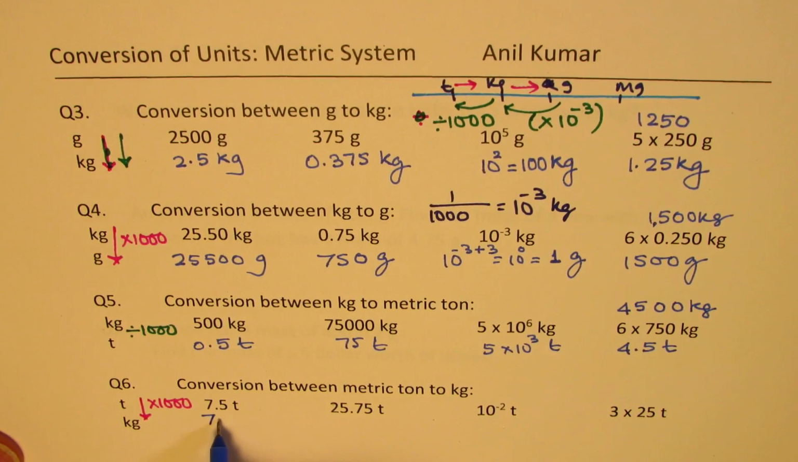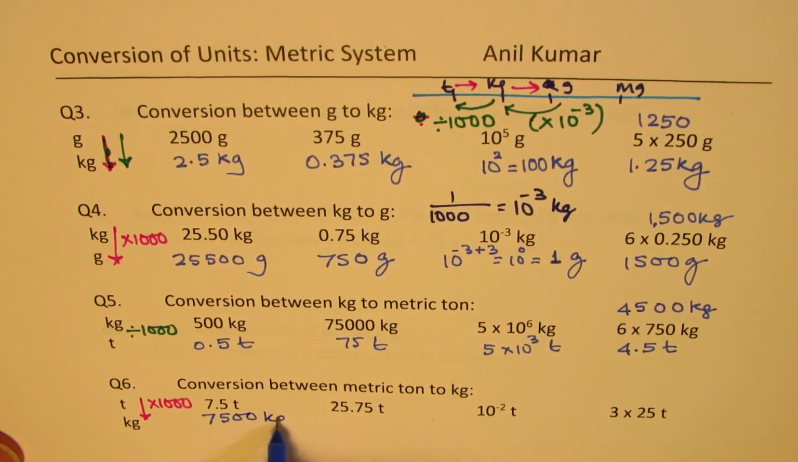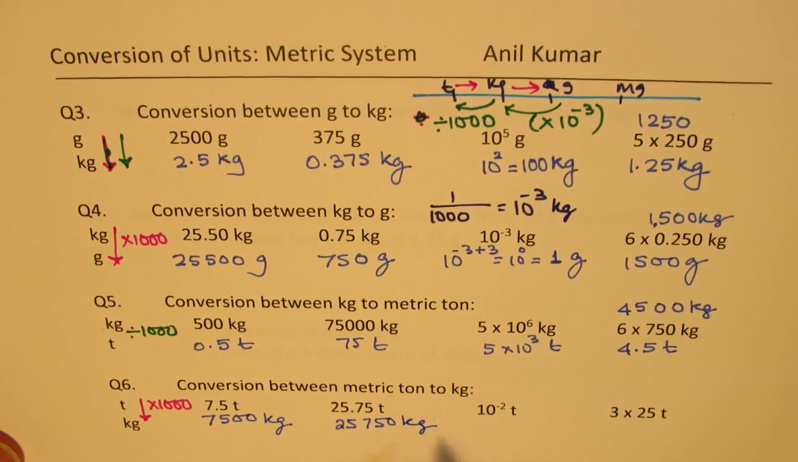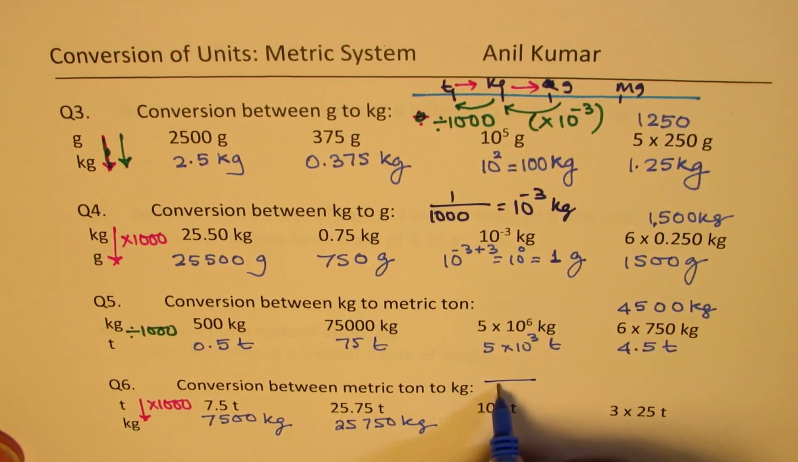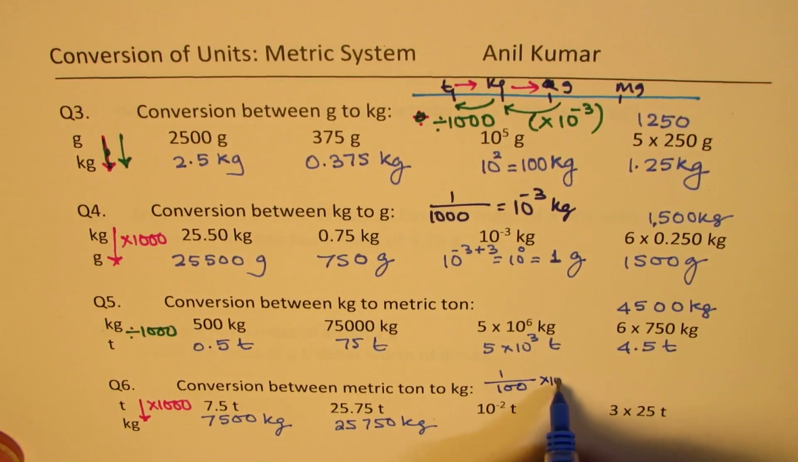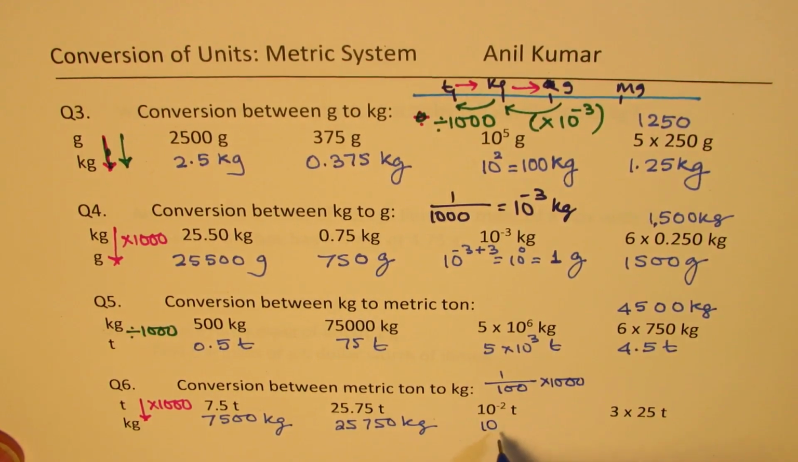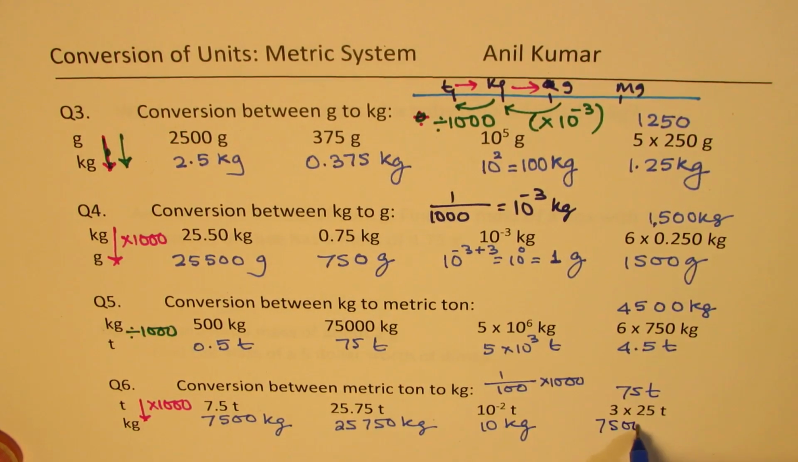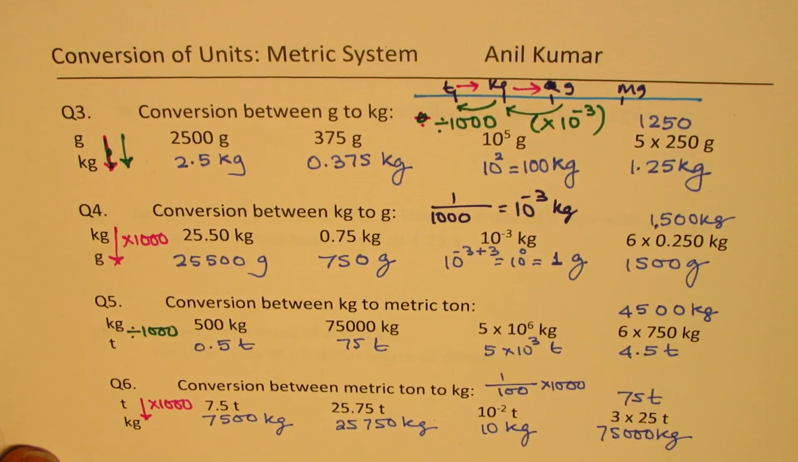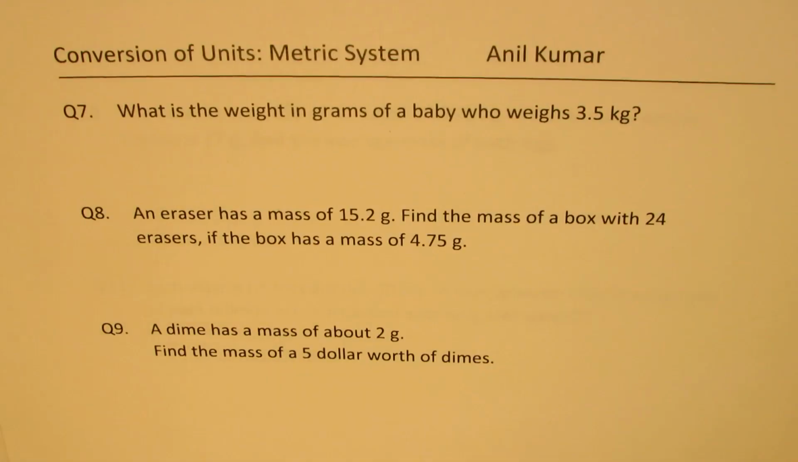7.5 tons means 7,500, right? Kilograms. 25.75 means 25,750 kilograms. 10 to the power of minus 2. So 10 to the power of minus 2 is like 1 over 100, right? So when you multiply by 1000, you get 10, right? 10 kilograms. 3 times 25 tons means 75 tons, which could be written as 75,000 kilograms. Is that clear to you? So that is how we are going to convert these units. So we have done some examples with straightforward conversion. So I hope you are conversant with it.